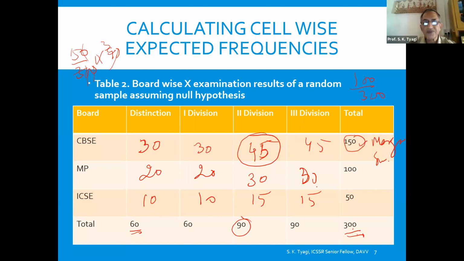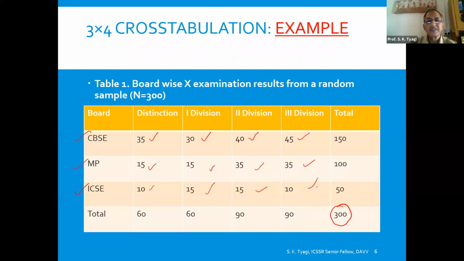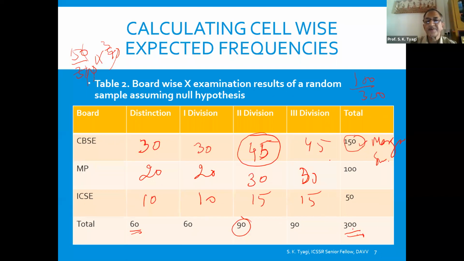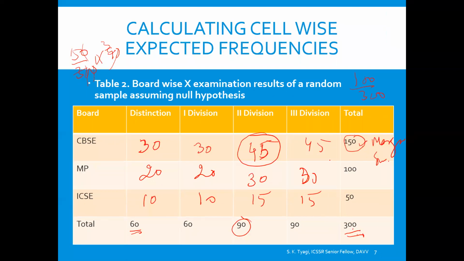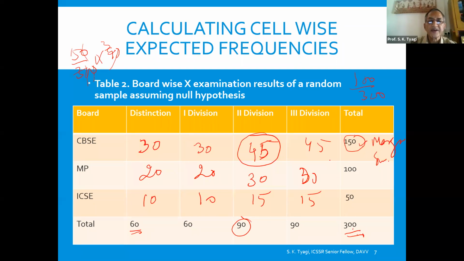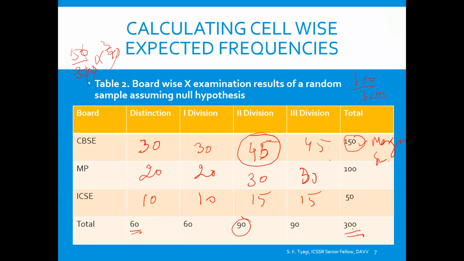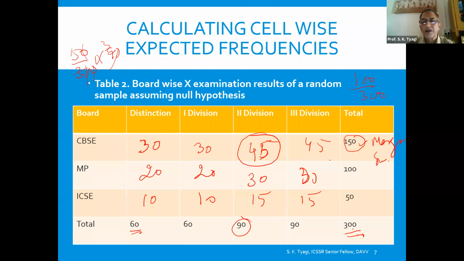Now it is a simple question. These are the observed frequencies and these are the expected frequencies. Is there any difference? So what do we do? FO minus FE square divided by FE and take the sum. It will be chi-square. So this is how we compute expected frequencies and then chi-square manually.